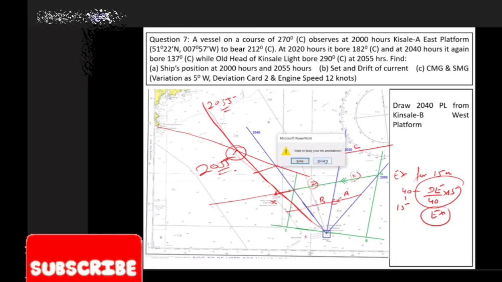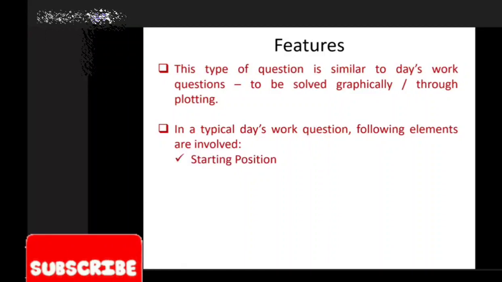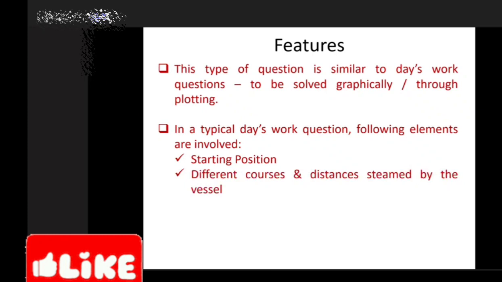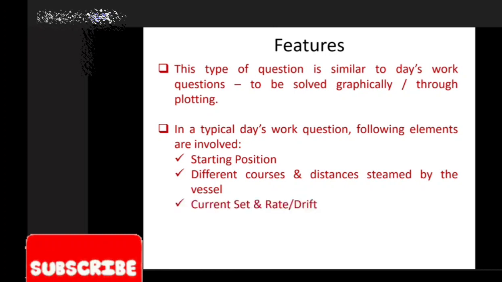Okay beta. Position to be found is missing. You see what is given in a typical day's work question, beta. Starting position is given. Then what is given? Different courses and distances steamed by the ship are given. Then current rate and drift. If the current is experienced, if there's no current, they'll say no current, or they'll keep quiet on current. That is given, and you'll have the final position. So usually they'll ask, what is the ship's final position? That is a typical day's work question, guys.